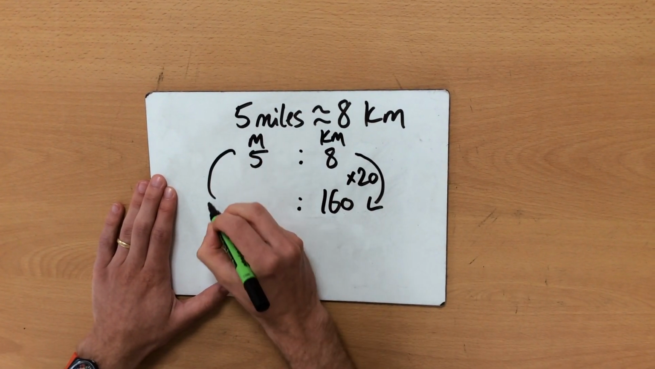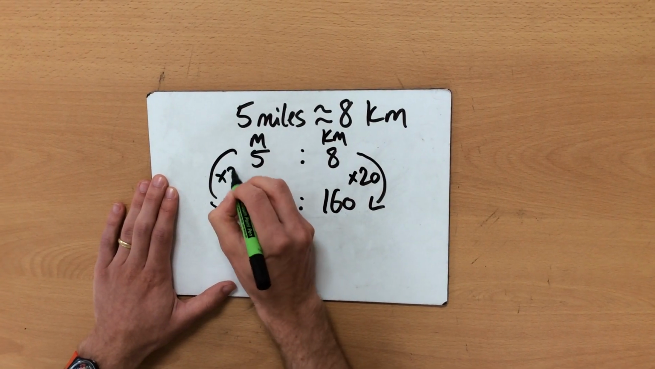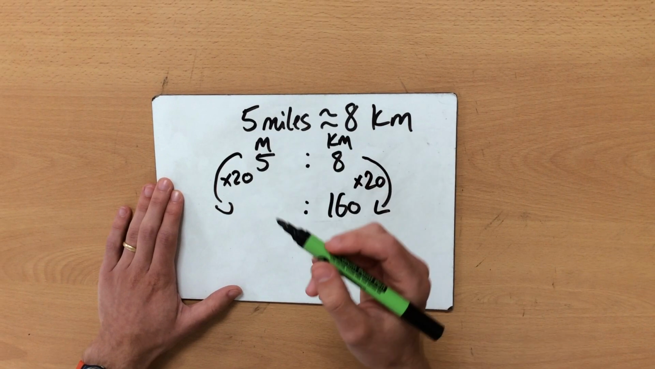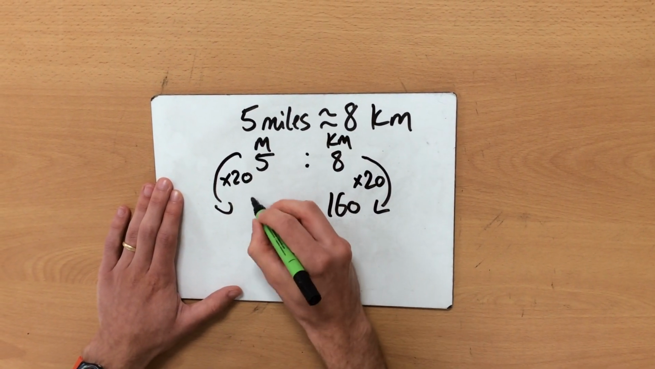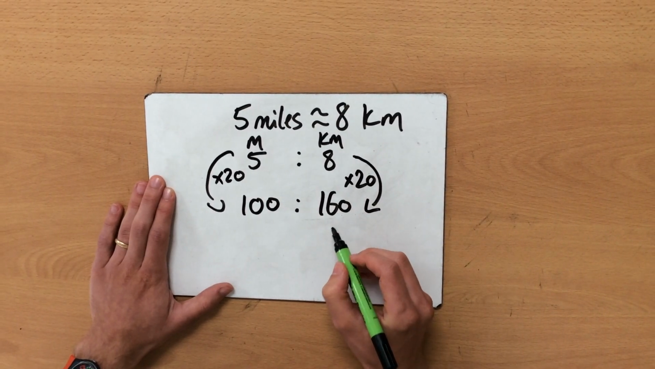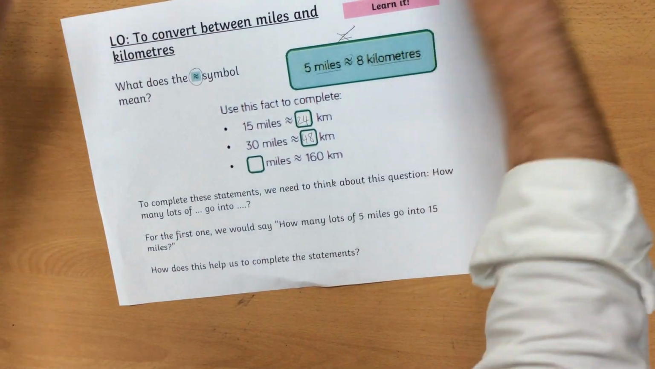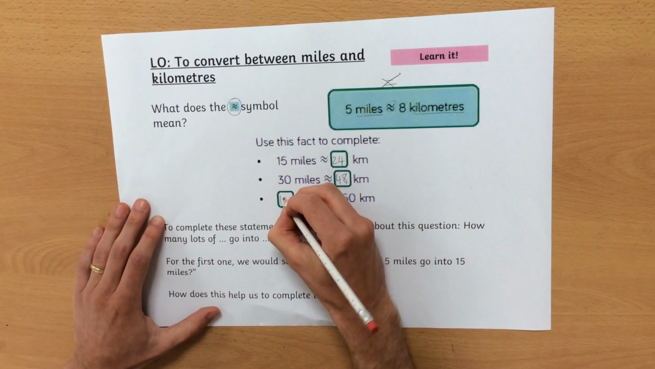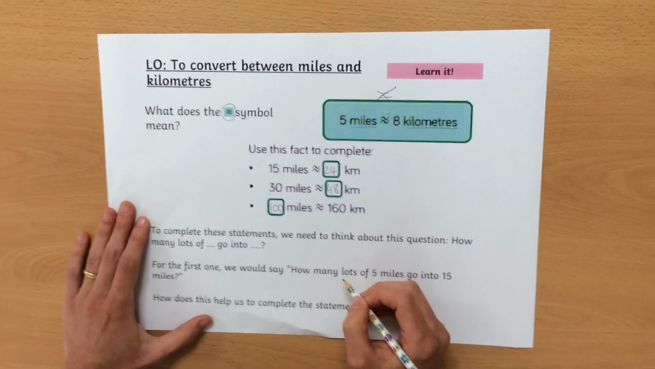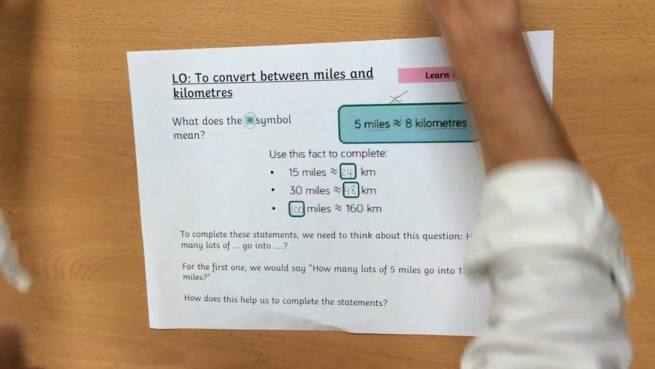And I'm going to do the same on the other side. 5 times 20, well, I'll use my number facts. 5 times 10 is 50, so 5 times 20 must be 100. 100 miles for every 160 kilometers. Right then, so I'm going to go back to my sheet again. 100 miles is approximately 160 kilometers. So ratios is the way forward to solve these calculations.